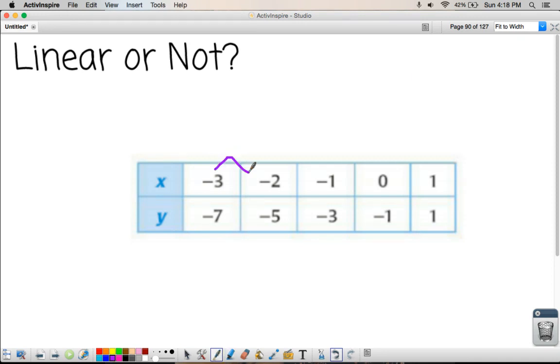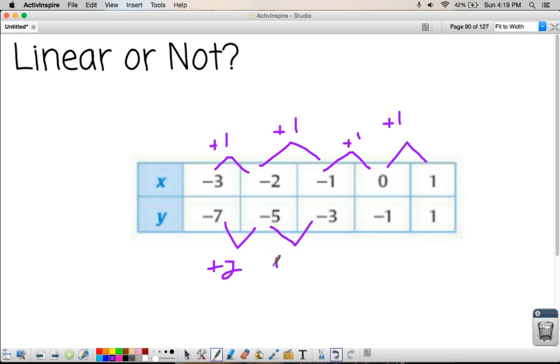So across the top, I add 1. -2 to -1, add 1. -1 to 0, add 1. 0 to 1, add 1. So it might be linear. Let's look at the bottom. -7 to -5, I add 2. -5 to -3, add 2. -3 to -1, add 2. -1 to +1, I add 2. So this is linear.